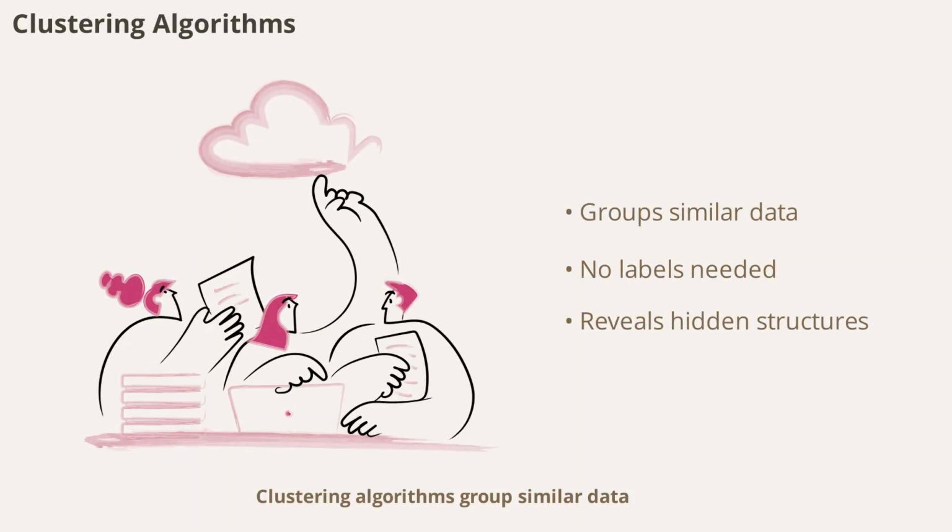Clustering algorithms group similar data points together without using labeled data. The most popular method is k-means clustering, which partitions data into k clusters based on similarity. Clustering is widely used for customer segmentation, image compression, and organizing large datasets. It helps uncover hidden structures and relationships within the data.